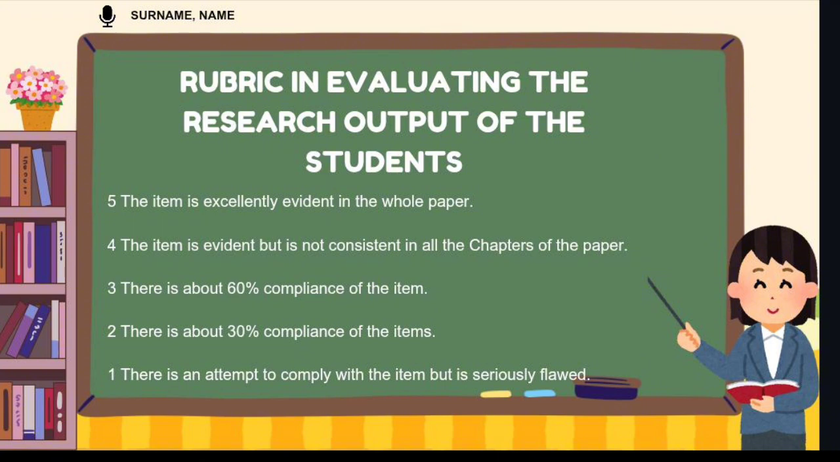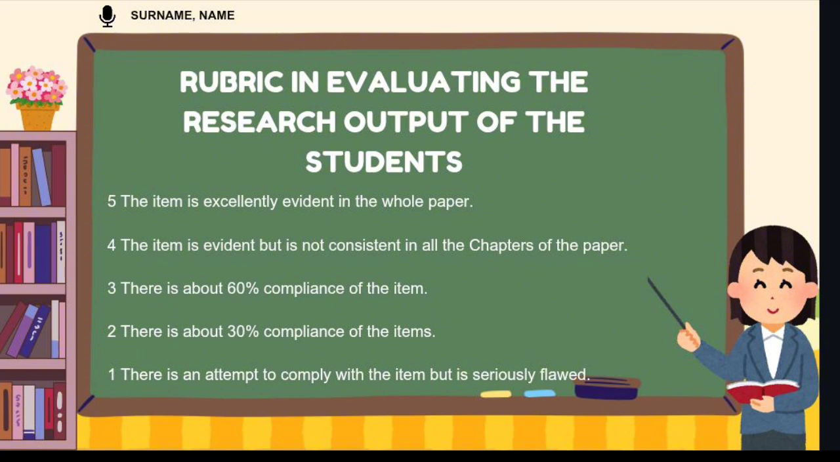Next is 2. There is about 30% compliance of this item. This indicates a significantly lower level of compliance. This item is only evident in a small portion, around 30% of the paper. This suggests a substantial lack of attention to or integration of the evaluated aspect.